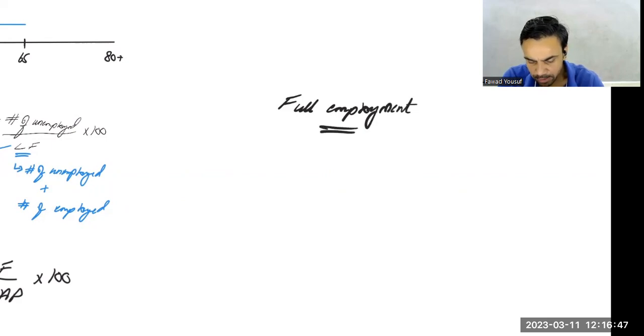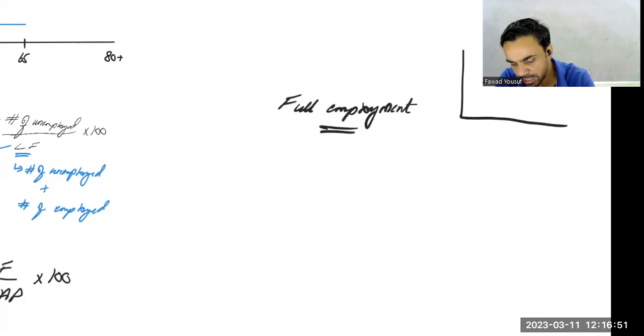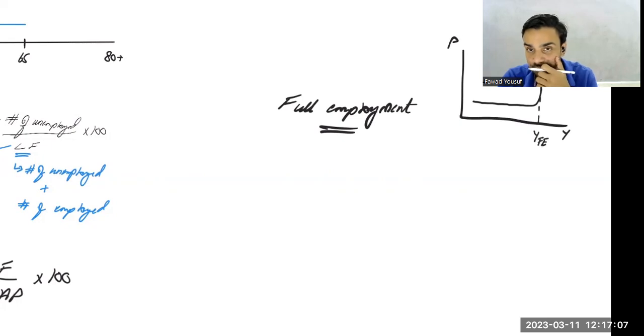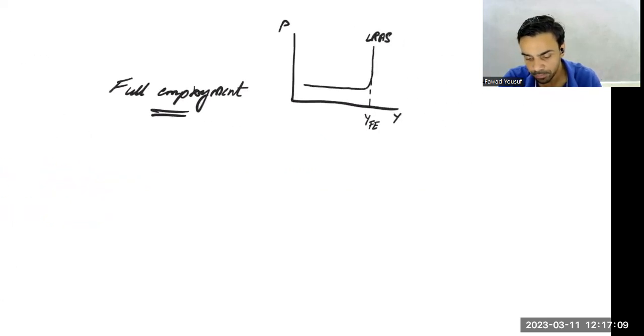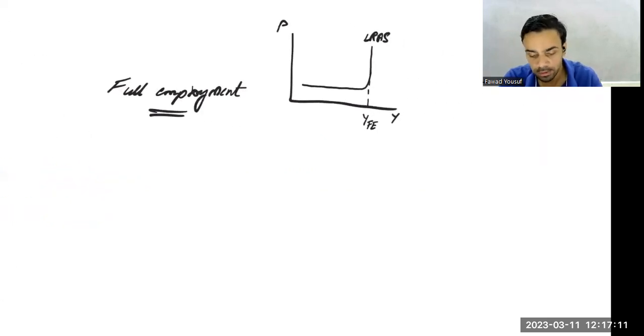So normally, this is one of those concepts we were covering in AD-AS, and we said how LRAS goes like this and then it becomes perfectly elastic. This is to do with AD-AS, LRAS, when we were studying that. And reaching this maximum point, we said this is the full employment level, right? Where you had the vertical side to it.